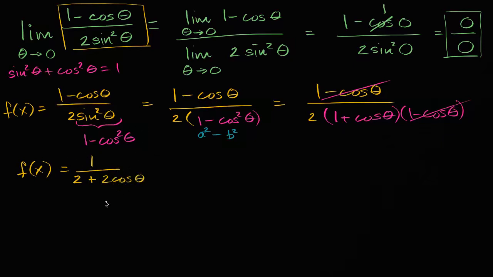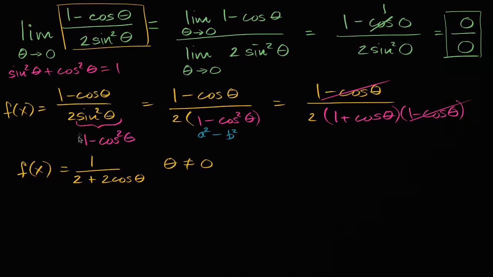And we would be almost right, because f of x, this one right over here, is defined when theta is equal to 0, while this one is not defined when theta is equal to 0. When theta is equal to 0, you have a 0 in the denominator. And so in order for this to be the same thing, we have to say theta cannot be equal to 0.